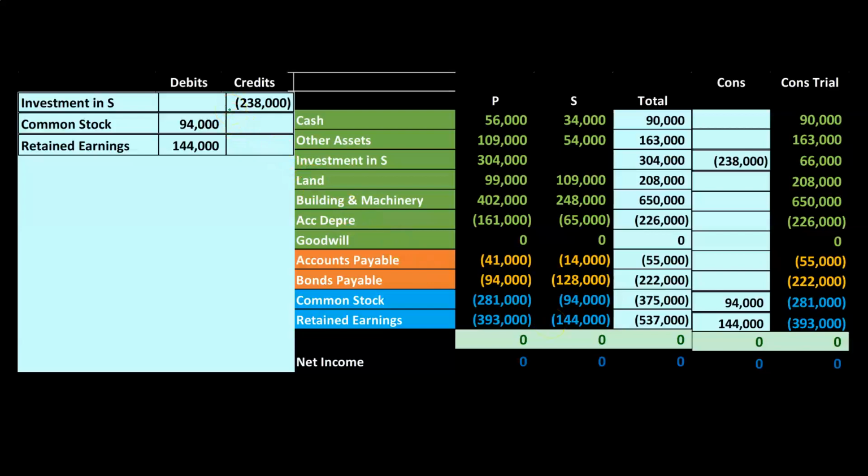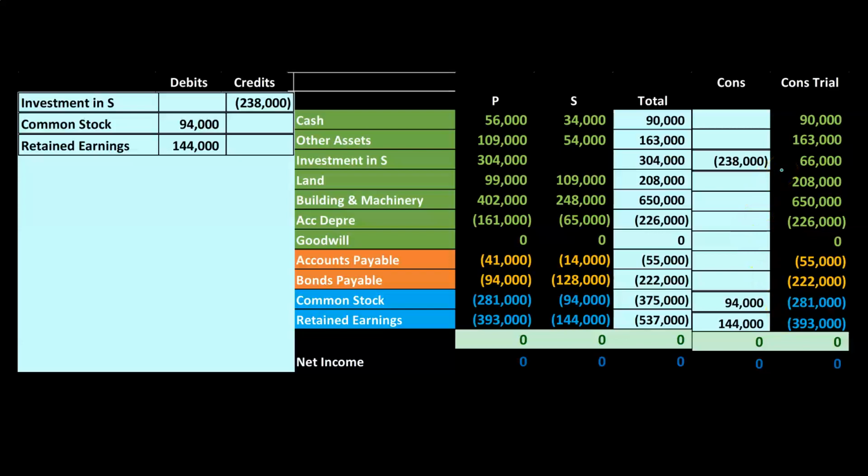But now we have that change. And so that's why we're going to do this in a couple different steps. So now we've got the 94,000 plus the 144, that gives us the 238,000. So I would think about us backing into that 238,000 as the plug, the 238,000 not being enough to fully wipe out the investment as we want, but these two accounts did what we would expect. Now we're left with this 66,000 that we need to remove.